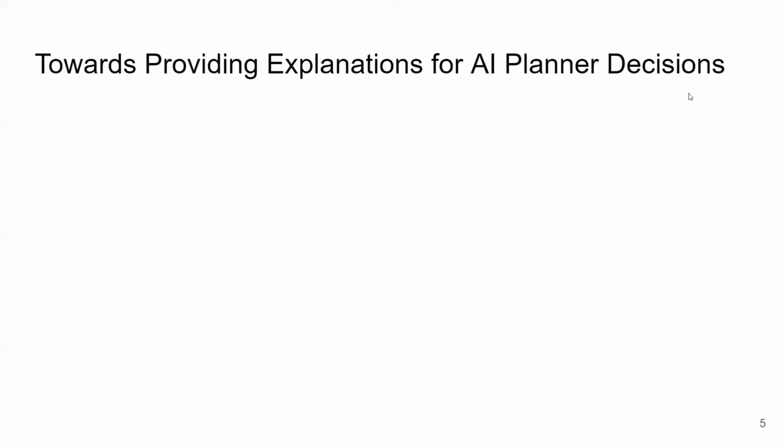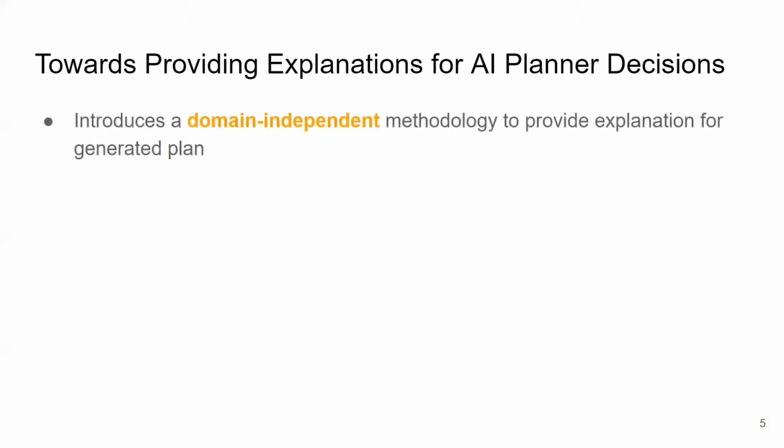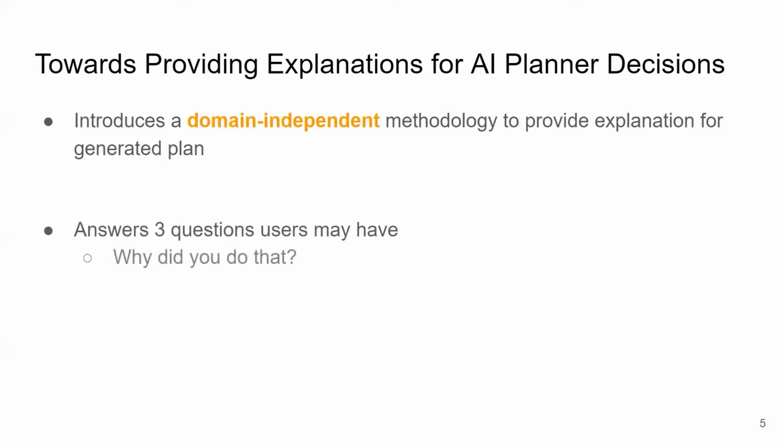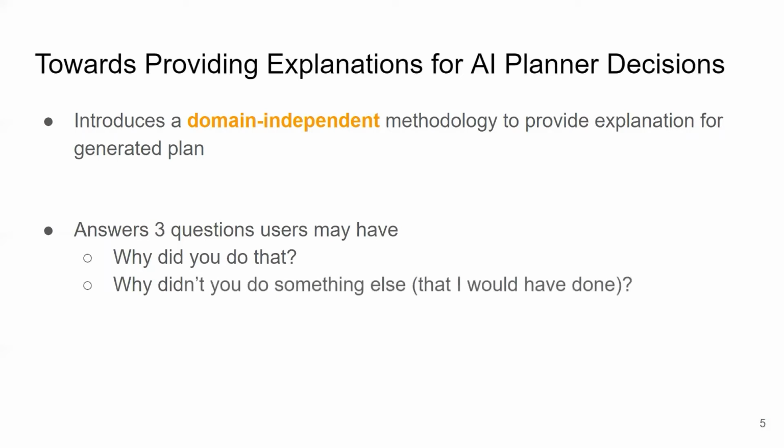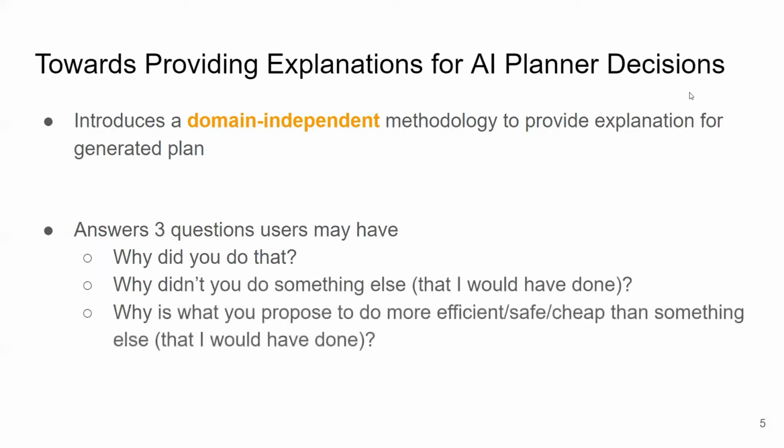Moving on to review the papers, I'll be reviewing the first paper titled Towards Providing Explanations for AI Planner Decisions. It introduces a domain-independent methodology to provide explanation for the generated plan, which means it is suitable for any domains. It is capable of answering 3 questions that users may have upon reviewing the plan. Why did you do that? Why didn't you do something else that I would have done? And why is what you propose to do better than something else that I would have done?